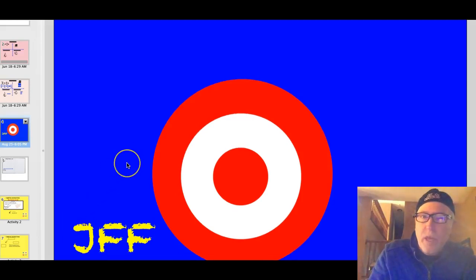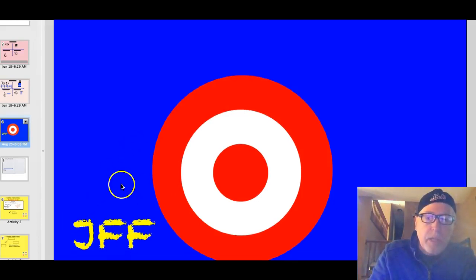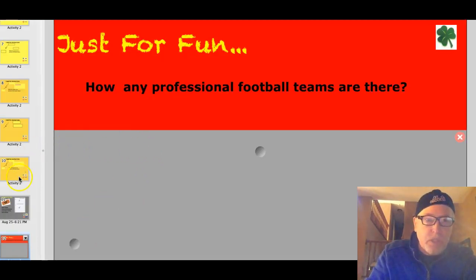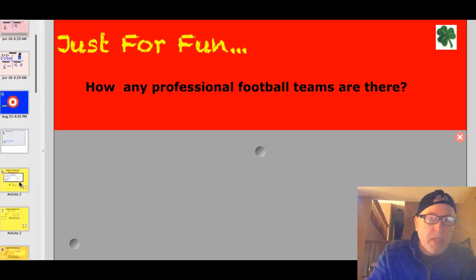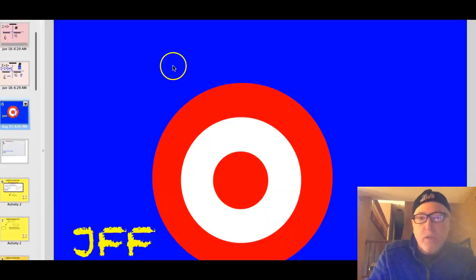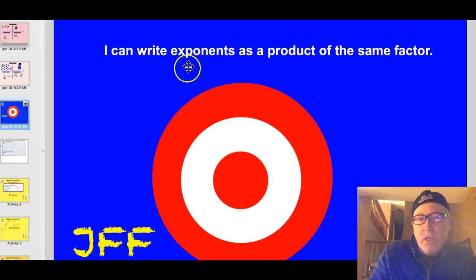Today we'll be working with exponents or powers. Before we do that, let's start off with our just for fun question. Just for fun, how many professional football teams are there? Let's get back to that at the end of our day. Officially tonight, our target is I can write exponents as a product of the same factor.